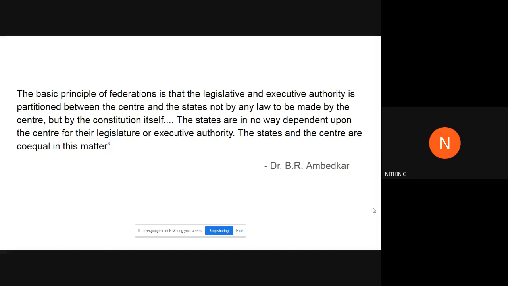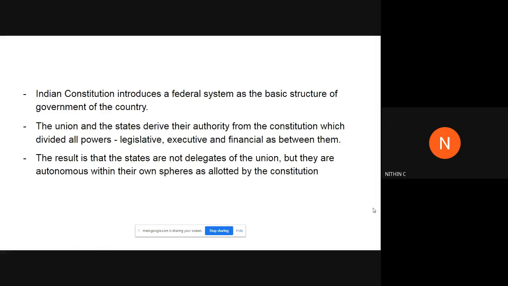There is a list of matters on which the state legislature can make rules or legal actions. So the states and the center are co-equal in this matter. So we are entering into that.